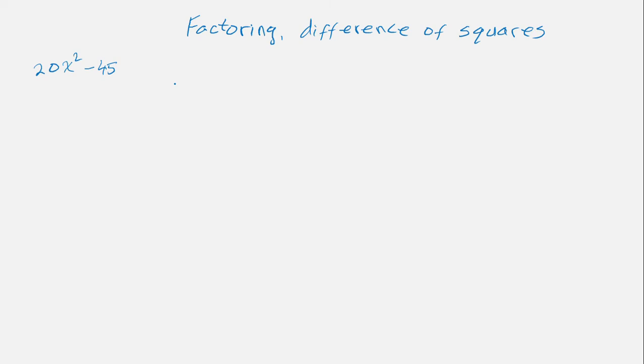Let's learn how to factor difference of squares. For difference of squares, we actually have a formula that goes like this. A squared minus b squared equals a minus b times a plus b. And of course we can say a plus b, a minus b, it doesn't matter in which order we go.